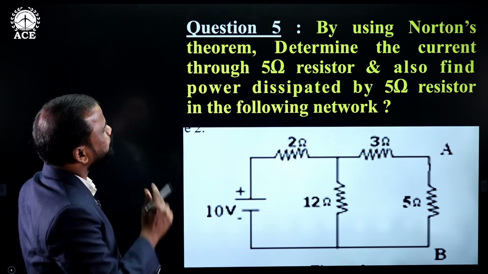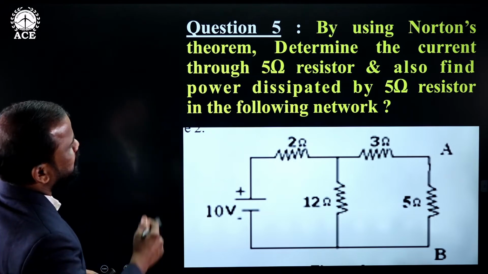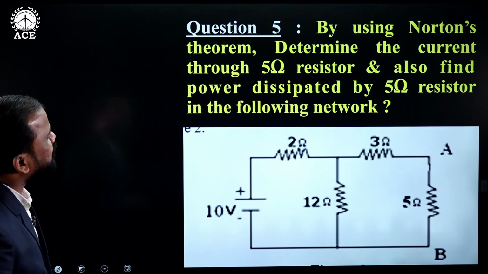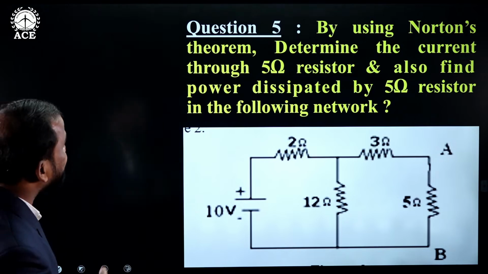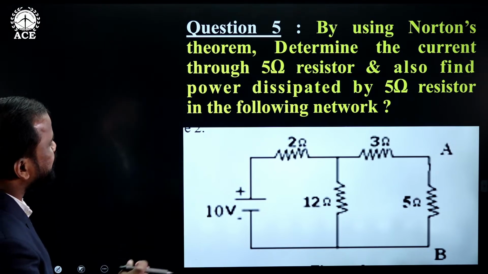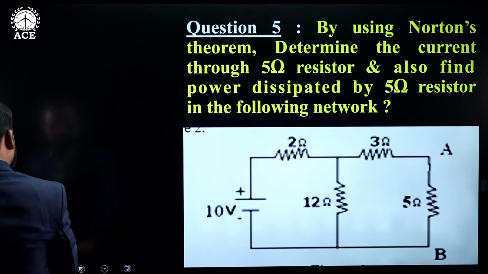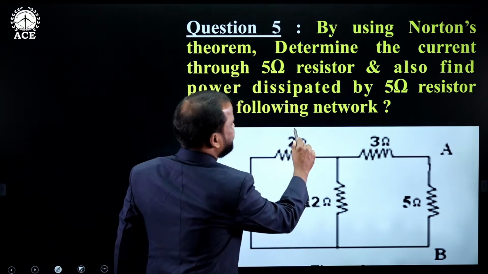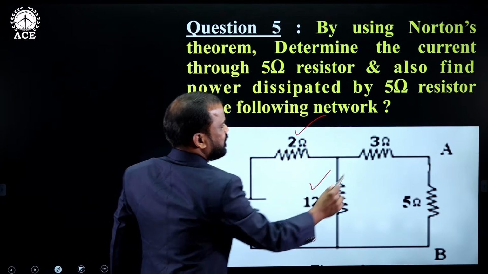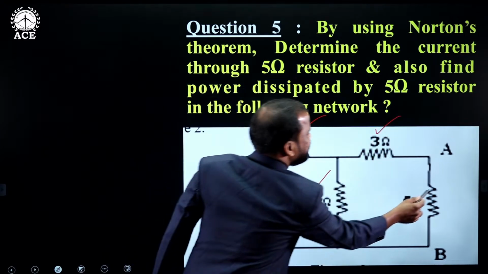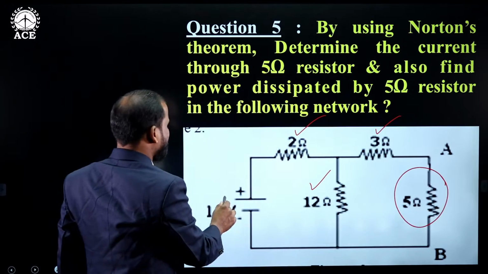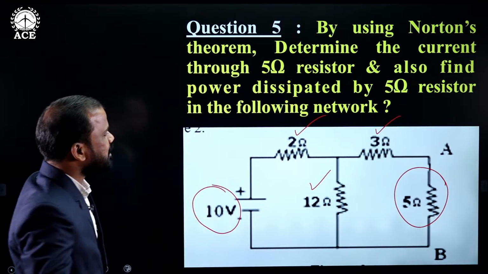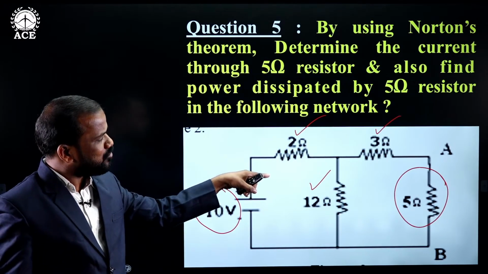Okay, so now this is the given question. By using Norton's theorem, determine the current through the 5 ohm resistor and also find the power dissipated by the 5 ohm resistor in the following network. Where is the 5 ohm resistor in the given network? This one is the 5 ohm resistor. Just see here: this is 2 ohms, this is 12 ohms, this one is 3 ohms, and this is 5 ohms. The value of the applied voltage is 10.